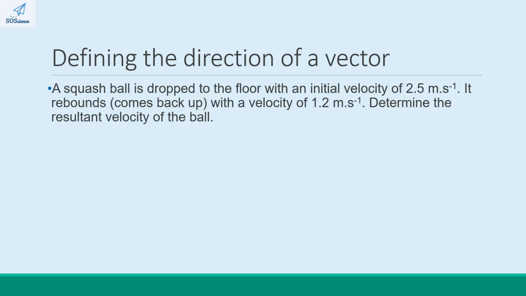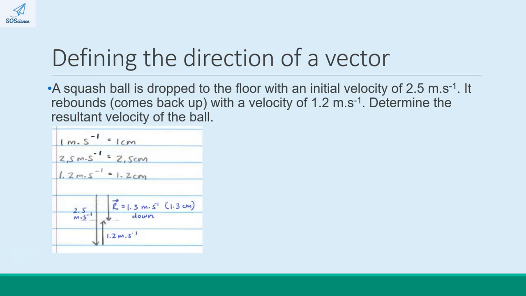Let's now take a look at some examples. And what I'd like you to do is, for each example, pause the video, try it on your own, and then go through the working out and the explanation with me. So the first one states, a squash ball is dropped to the floor with an initial velocity of 2.5 meters per second. It rebounds, or comes back up, with a velocity of 1.2 meters per second. Determine the resultant velocity of the ball.